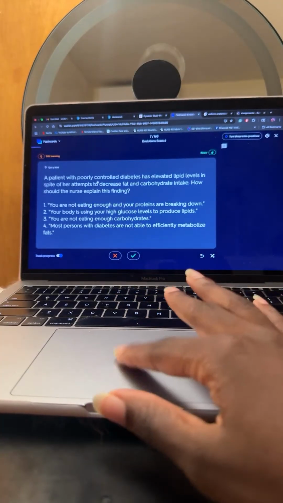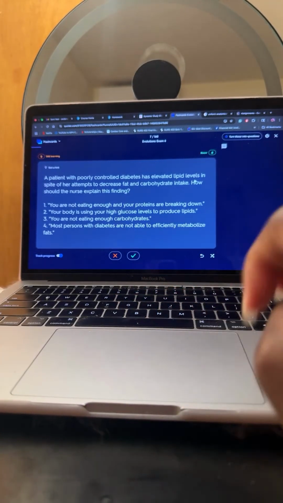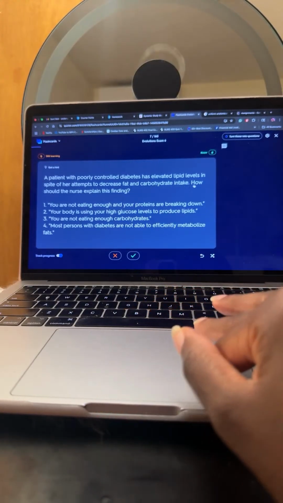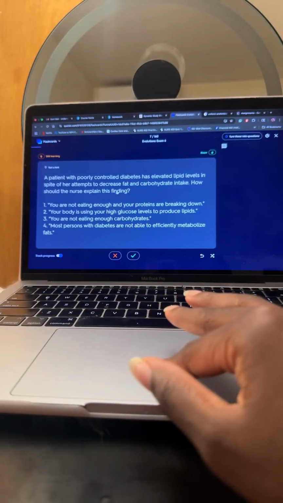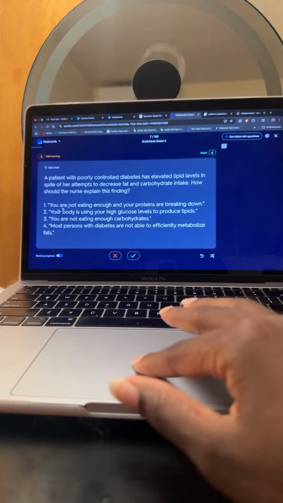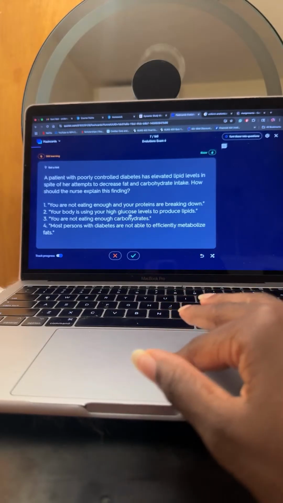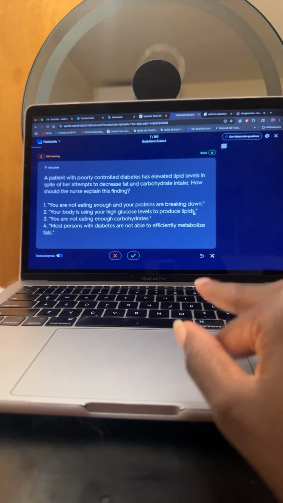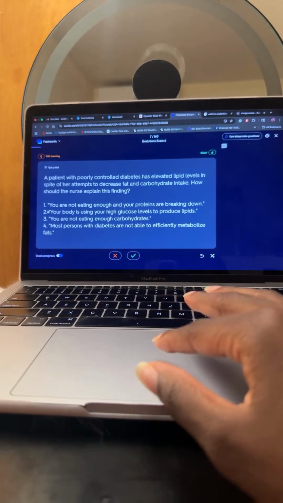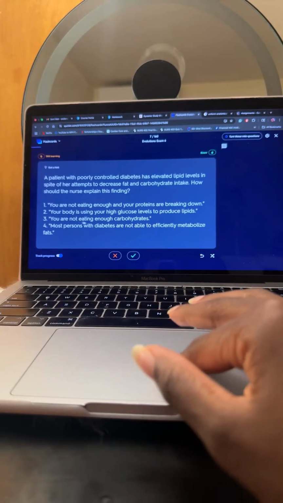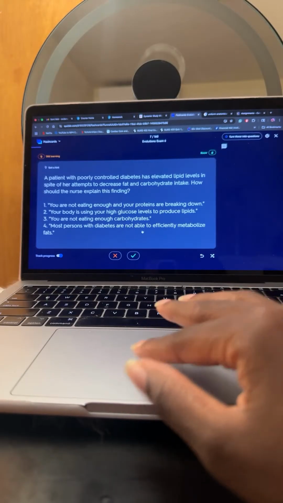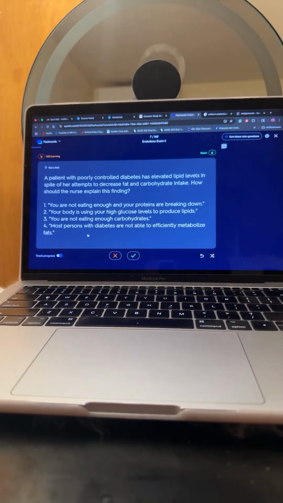A patient with poorly controlled diabetes has elevated lipid levels in spite of her attempts to decrease fat and carb intake. How should a nurse explain this finding? You are not eating enough and your proteins are breaking down. Your body is using your high glucose levels to produce lipids. You are not eating enough carbs. Most persons with diabetes are not able to efficiently metabolize fat.